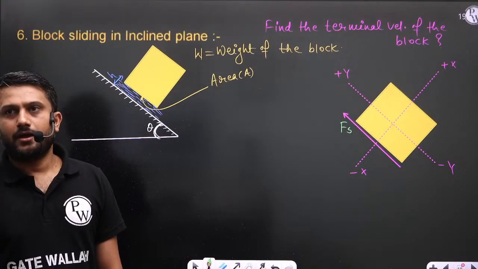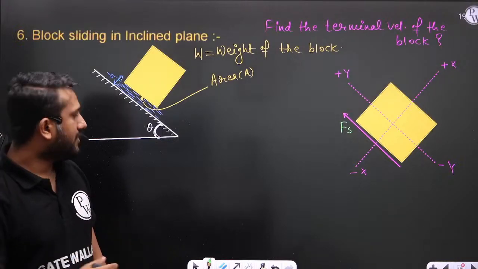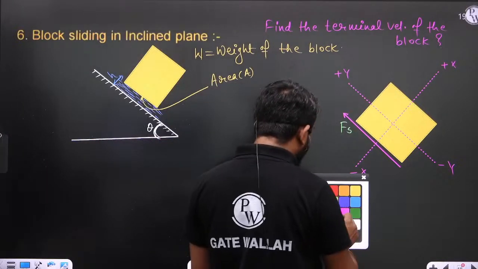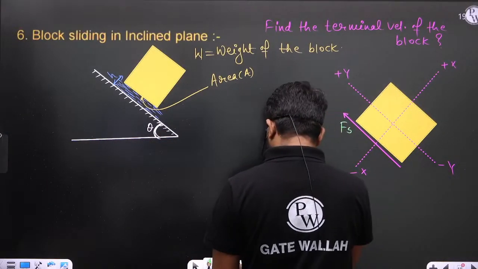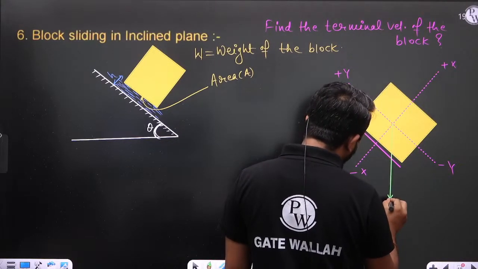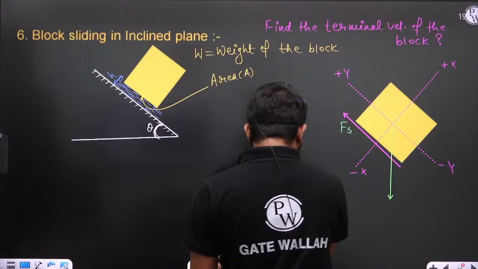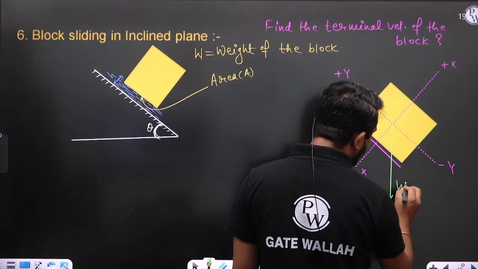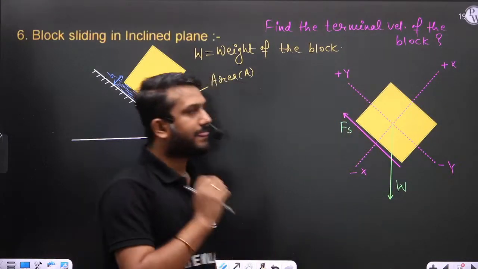Now W is the weight of the block. So W is acting in the downward direction. We know that. How is weight acting? So weight is acting like this.